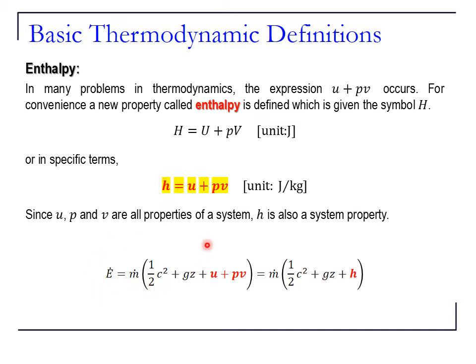Now once we have defined enthalpy, we can replace this term u plus Pv by h, so that the total energy will be the sum of the kinetic energy plus potential energy plus enthalpy.